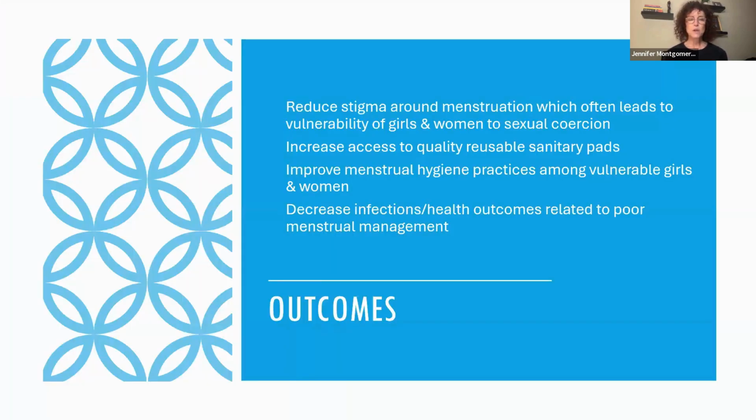So some of the outcomes we hope to achieve are, again, reducing that stigma that leads to the vulnerability of these girls and women to sexual coercion, trafficking, all kinds of things. Increase access to quality reusable pads, improve the practices, the menstrual health management, and then, of course, the health outcomes, really important. The stories that come out of these communities where girls don't have access to these reusable pads that are clean and sanitary are tragic.